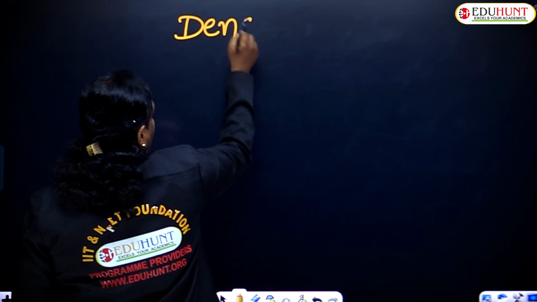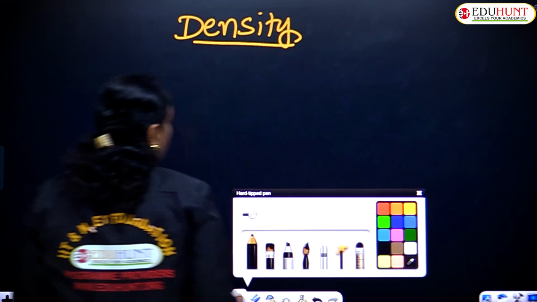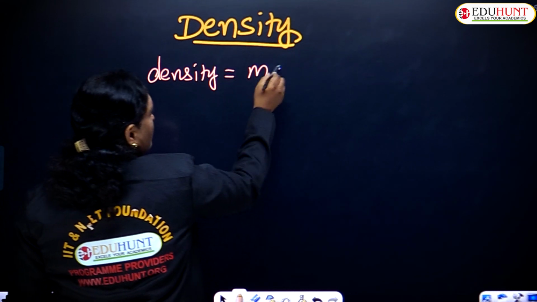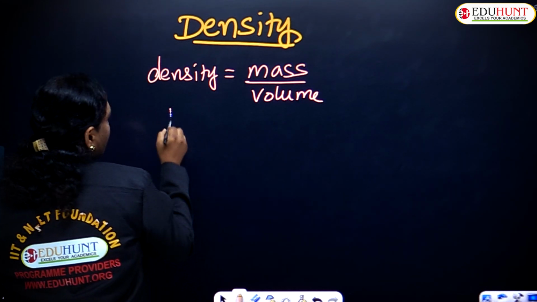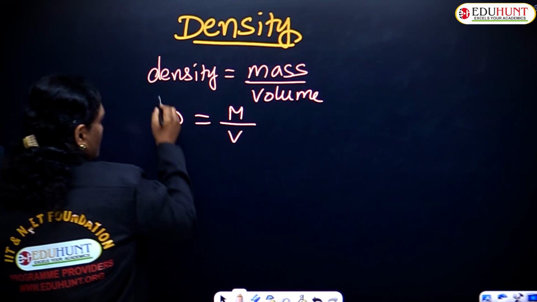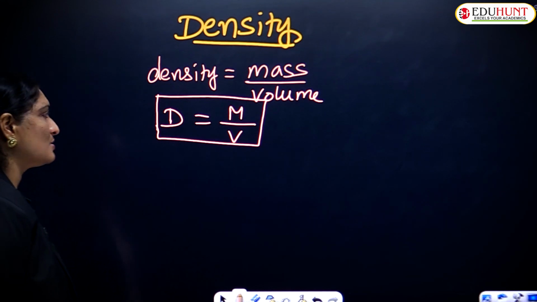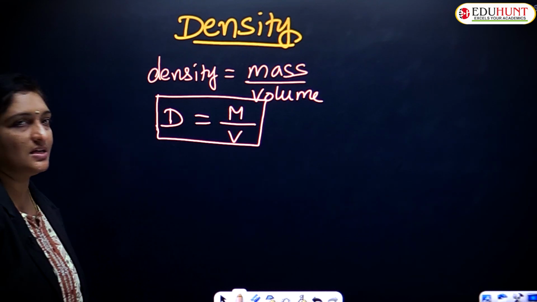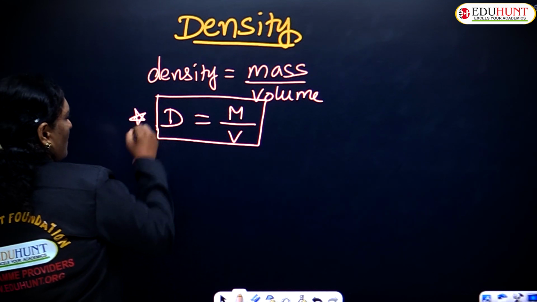Density. So, density is generally defined as mass per unit volume. If D represents density, M represents mass and V represents volume, then density can be written as mass by volume, D equals M by V. If you would like to find mass, mass equals density into volume, and volume equals mass by density. So, remember this formula.